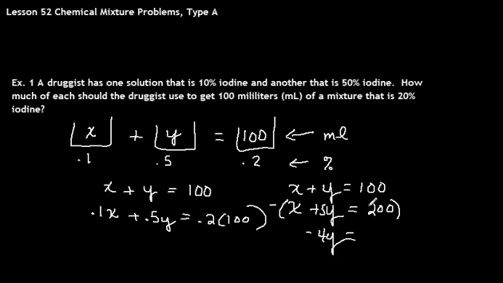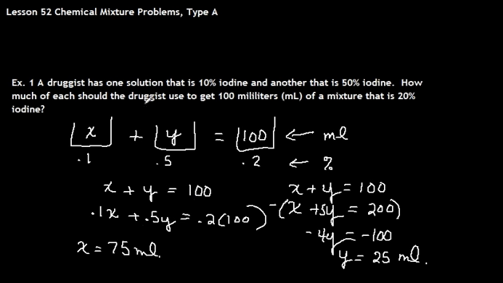Negative 200 and a 100 would be a negative 100. Divide both sides by 4, we get y equals 25 milliliters. Now we have to go and find our other amount. Well, if y is 25, we know that x has to be 75. So x equals 75 milliliters.